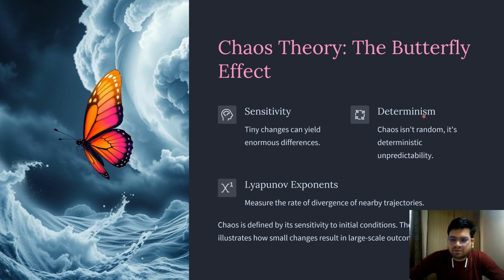It is exhibiting determinism, which means that chaos isn't random. Many people think that chaos is random, but it's not random. It's unpredictable. It changes so drastically that it can't be predicted. So this is very useful in cryptography. And also, how can we measure this randomness? We can use the Lyapunov exponent, which measures the rate of divergence of nearby trajectories.